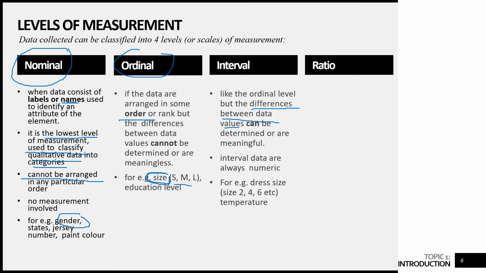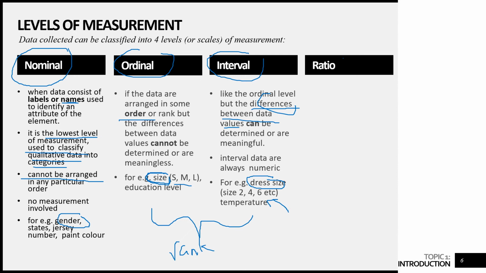But here, in contrast, the dress size, if expressed in numbers such as size 2, size 4, size 6, size 12, this is normally the sizes for British clothes. So we can actually calculate the difference between the sizes. So that's the main difference between ordinal and interval. Remember, both of them we can rank, but only the interval data we can calculate the difference between the values.